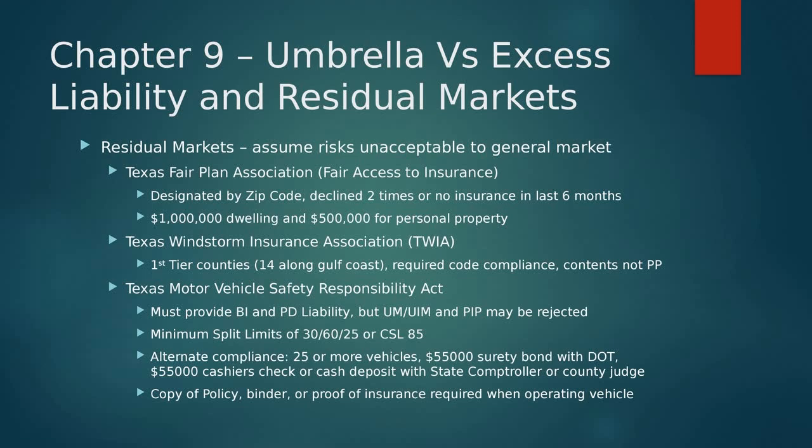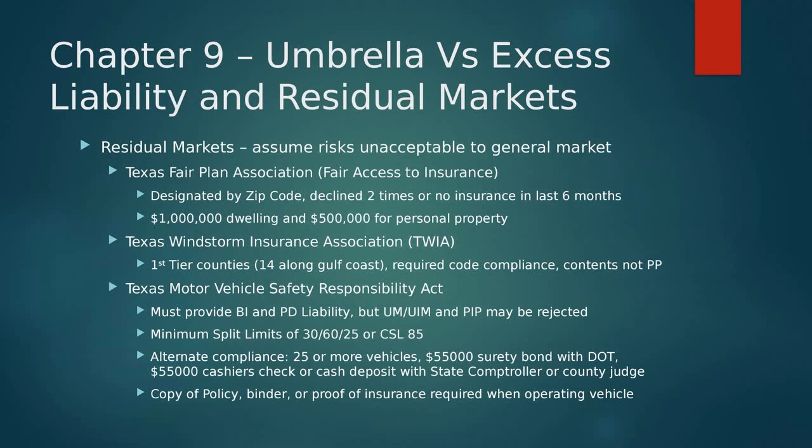The next one that we're going to talk about is the Texas Motor Vehicle Safety Responsibility Act. We've kind of talked about this a little bit with the personal auto policies, but the insured is responsible for providing bodily injury and property damage liability coverage, but they are not required to have underinsured or uninsured motorist or PIP, personal injury protection coverage. Those may be rejected, but those must be offered by this law from the insurance company to the insured. So they have to be rejected in writing.